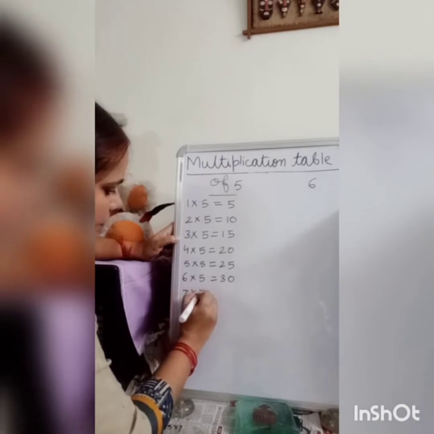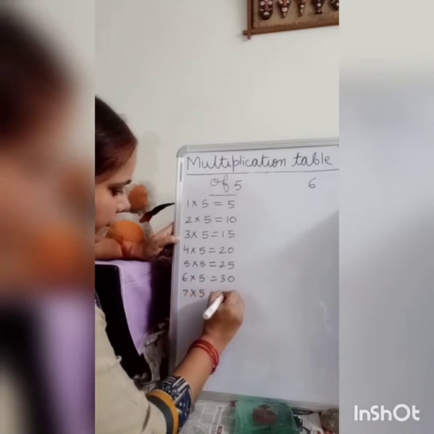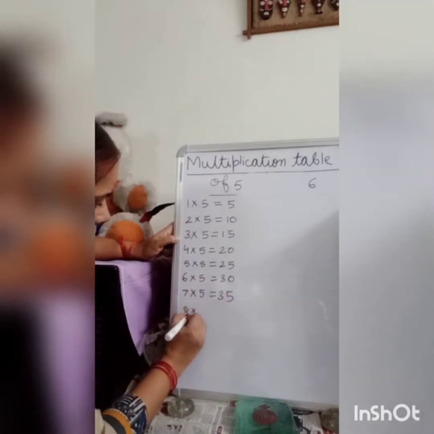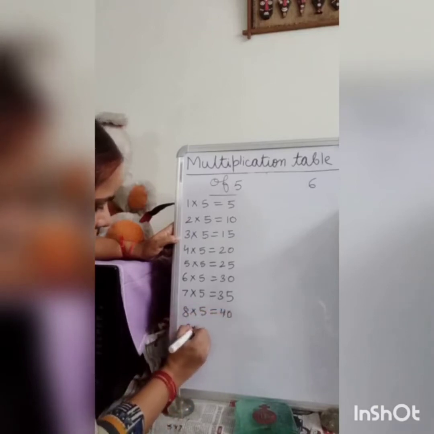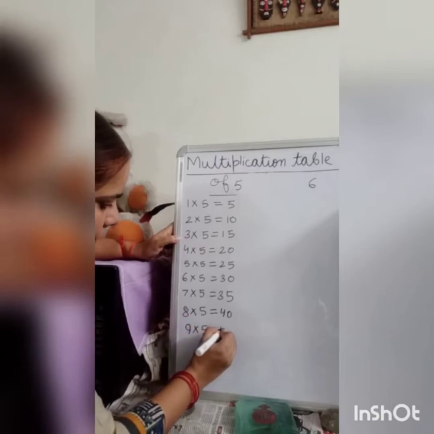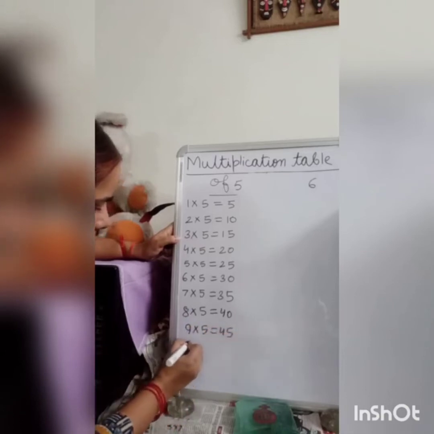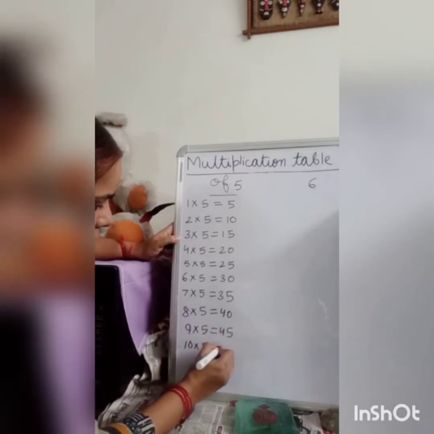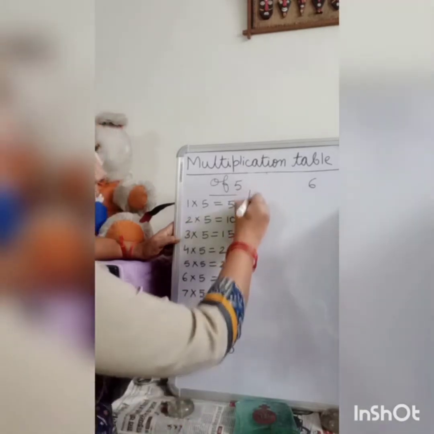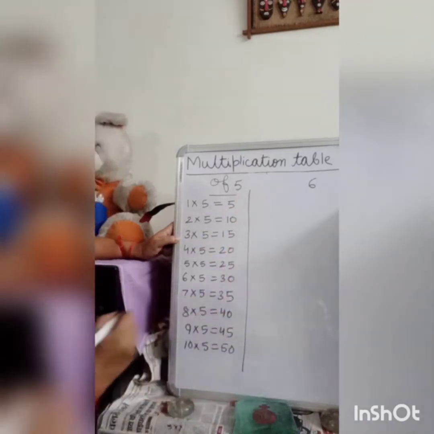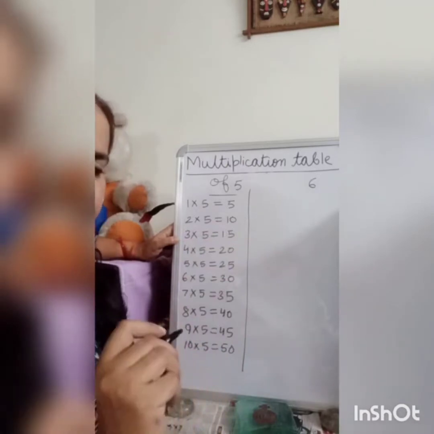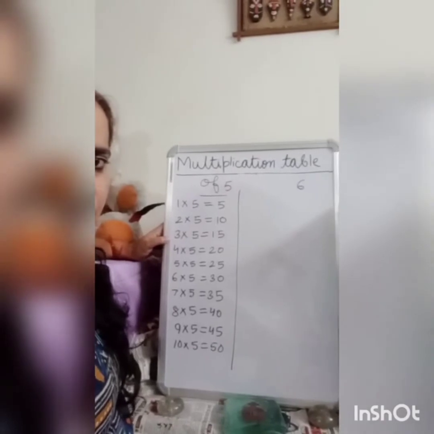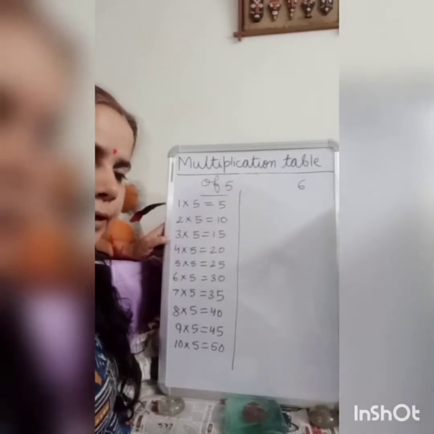7 times 5 is equal to 35. 8 times 5 is equal to 40. 9 times 5 is equal to 45. And 10 times 5 is equal to 50. This is the table of 5. And you all have to copy it down in your copy, and then you have to learn it also.